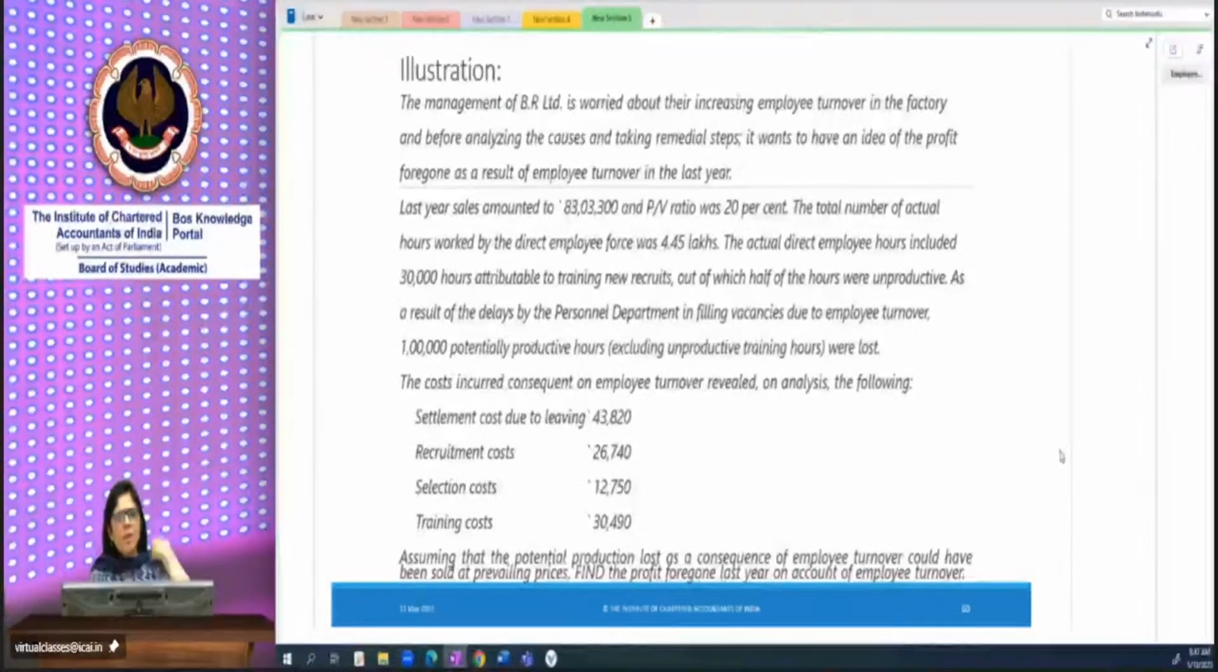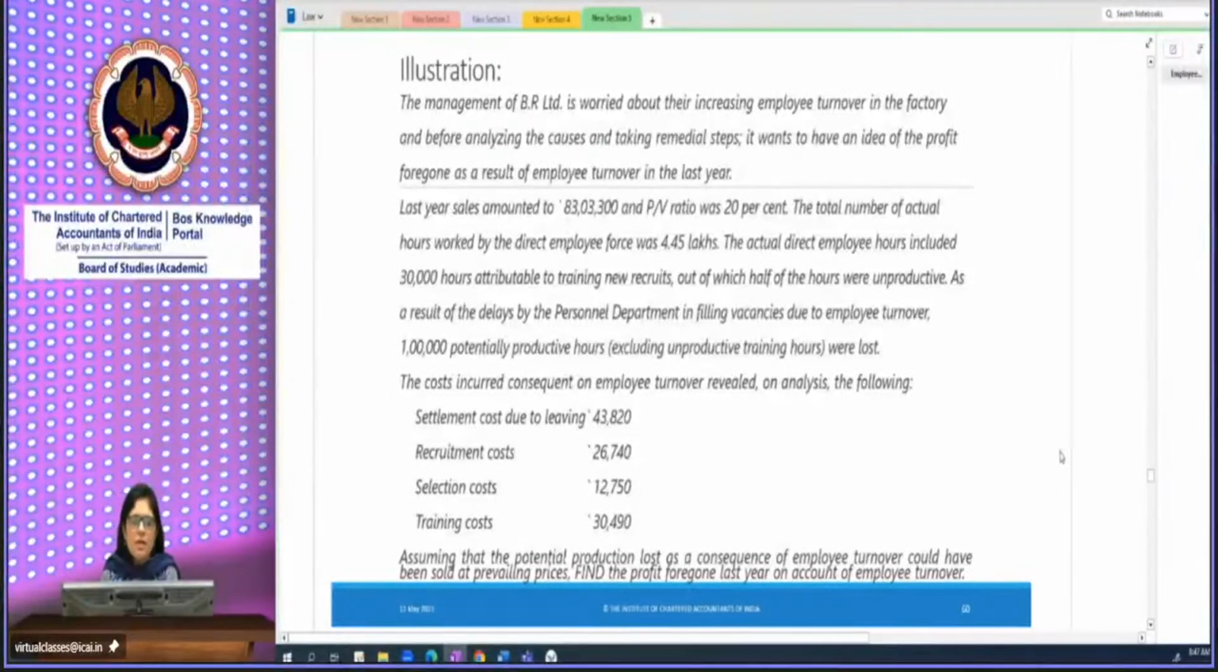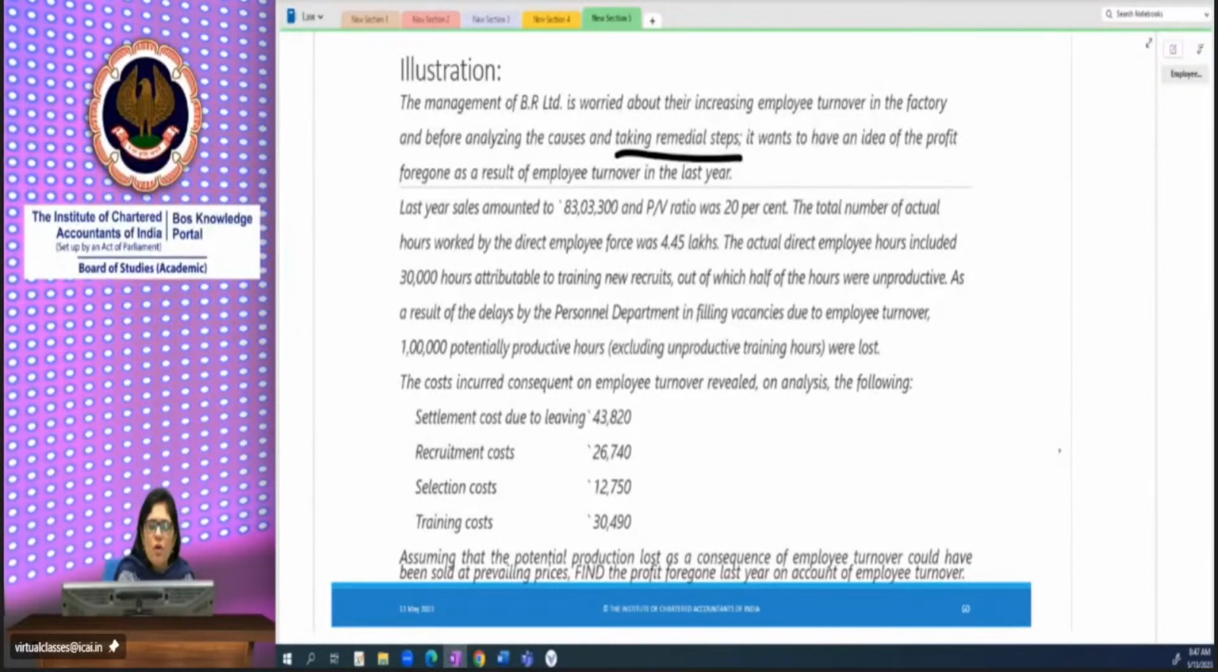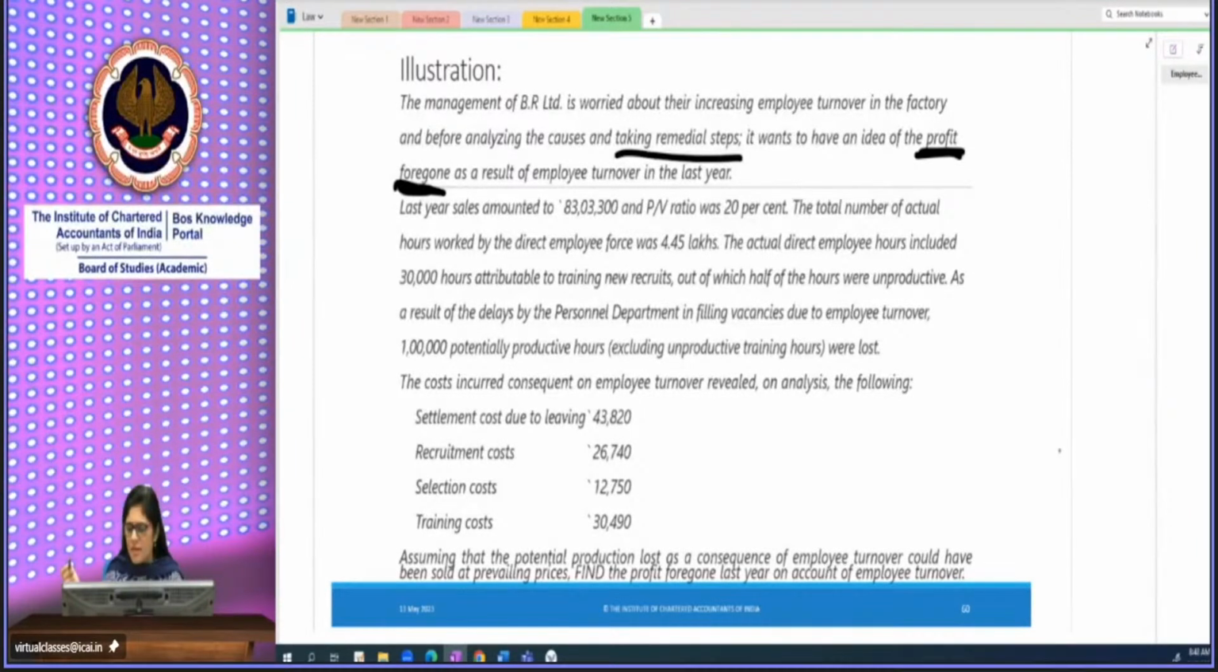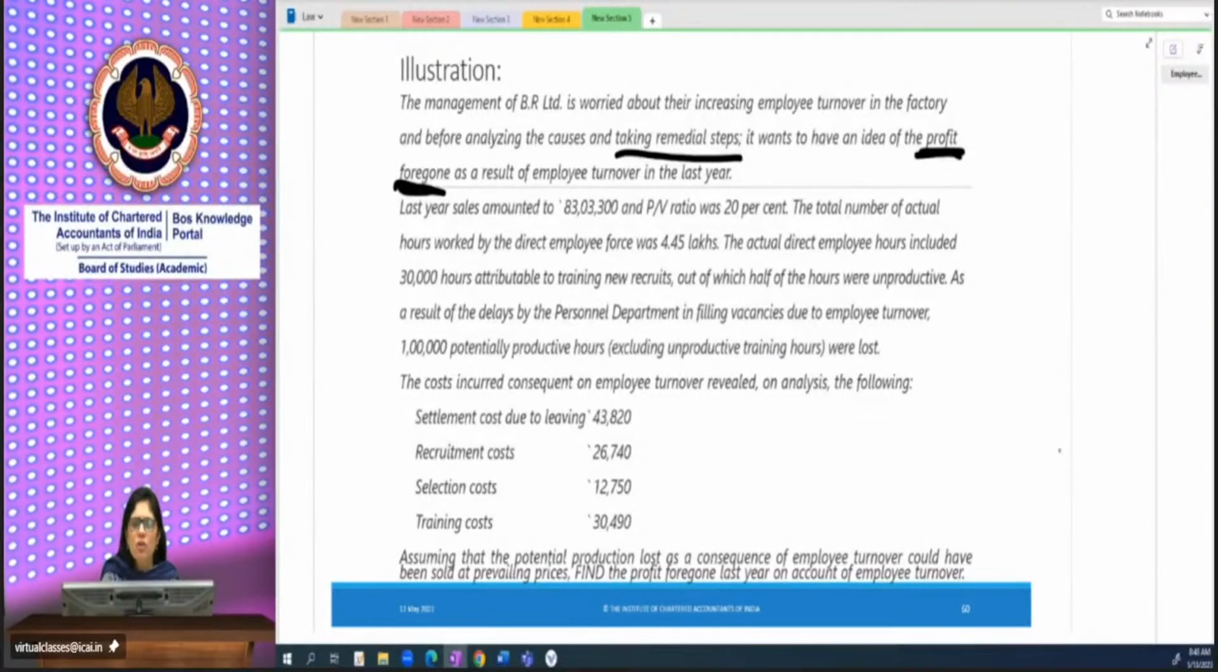All right. So this is the question on labor turnover. Let us try to understand the question. The management of BR Limited is worried about increasing employee turnover and is analyzing the causes and taking remedial steps. It wants to have an idea of the profit foregone as a result of employee turnover. Foregone means the loss of profit, the profit which we have lost.